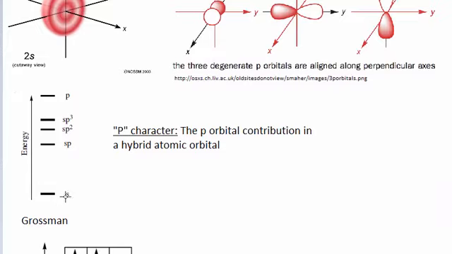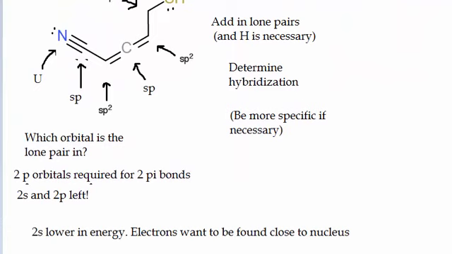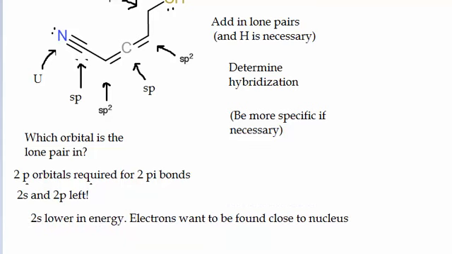So the s is much lower in energy, and the electrons that are going to be found in the lone pair want to be as close to the nucleus as possible, because that's where they're most stable. So if they're in the 2s atomic orbital rather than the 2p, they're going to be much closer to the nucleus, and that's going to be thermodynamically favorable. So the lone pair should be located in the 2s orbital. You could use either of those 2 explanations.